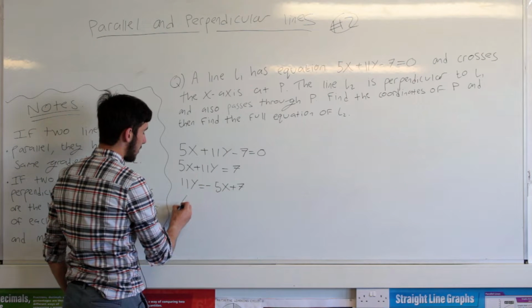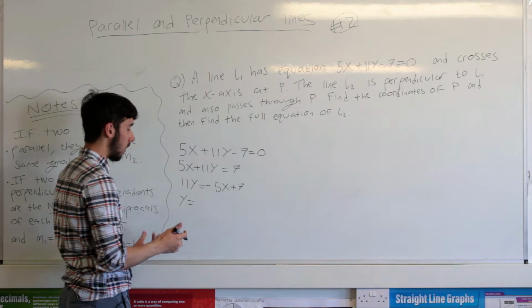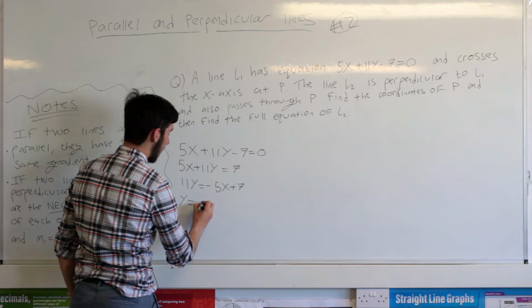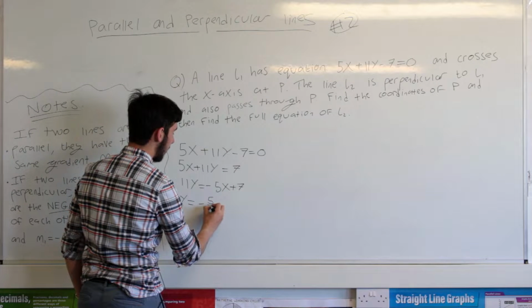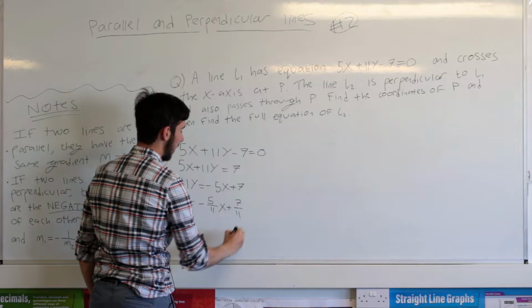Finally, we need to divide by 11, don't we? Because this is 11y. We don't want 11y, we want 1y. So let's divide by 11. Let's make everything 11 times smaller. We then get y equals minus 5 over 11x plus 7 over 11.